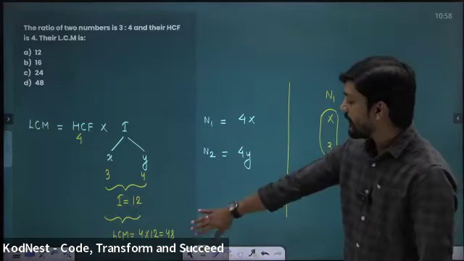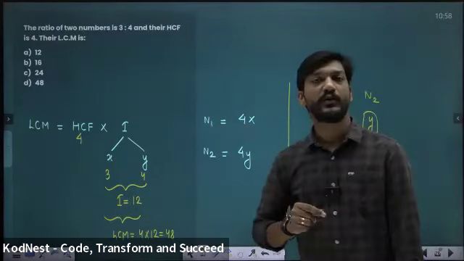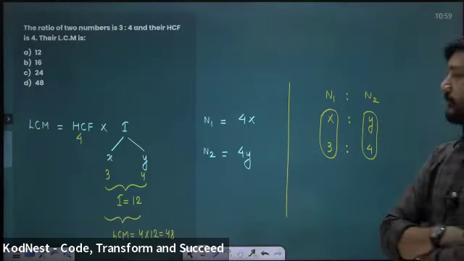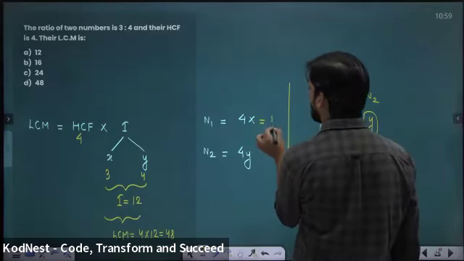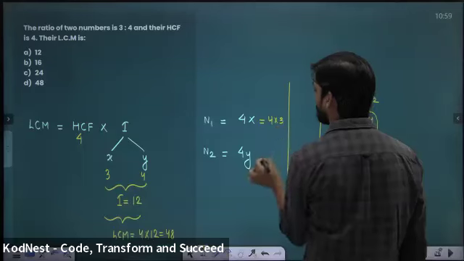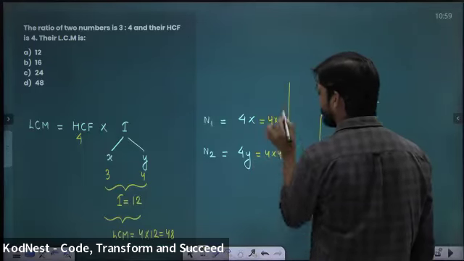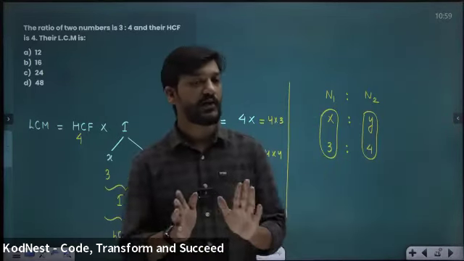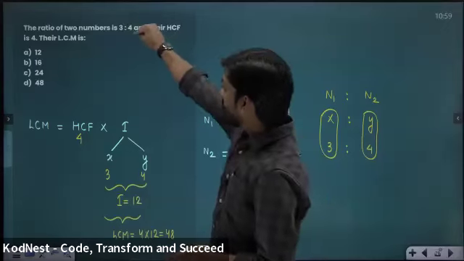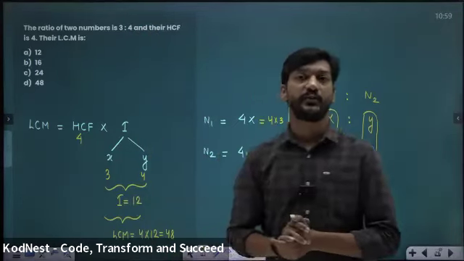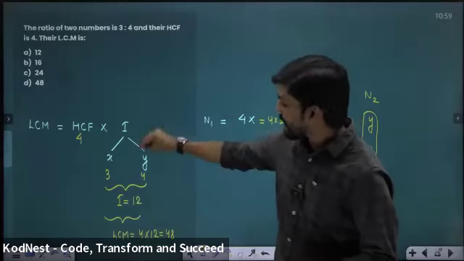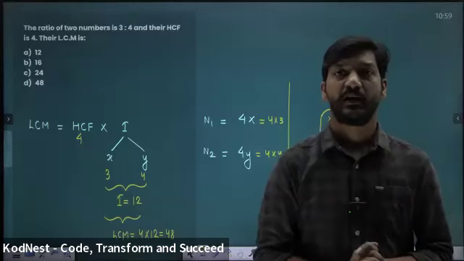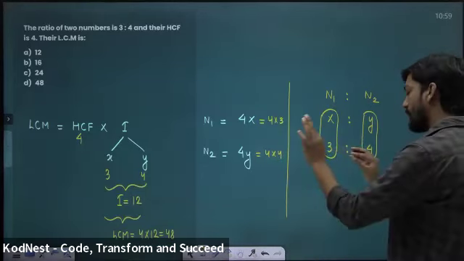Okay, they are asking LCM, but suppose I ask you what is N1, N2, what will you say? 12 and 16. Okay. So here you will say 4 into 3 and 4 into 4. All right. So this is the shortest way, in which you know that the ratio of x and y and the ratio of numbers are exactly the same. So I can take the x and y values from the ratio. So this is the first way to solve it, the best way.